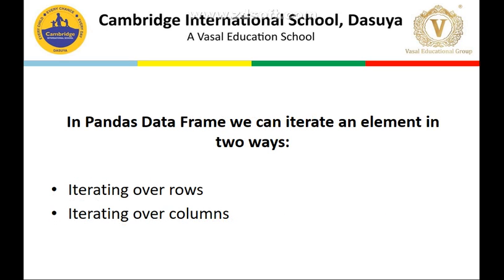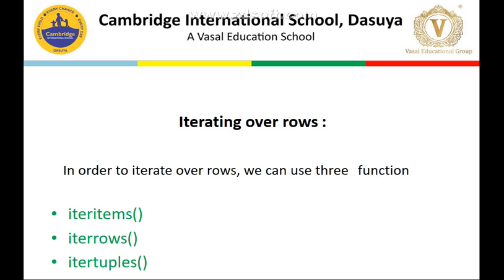Now moving forward, we know that we can access a data frame in two ways, with the help of rows and with the help of columns, iterating over columns. Clear? For iterating over rows, we have three methods here: iteritems, iterrows, and itertuples.